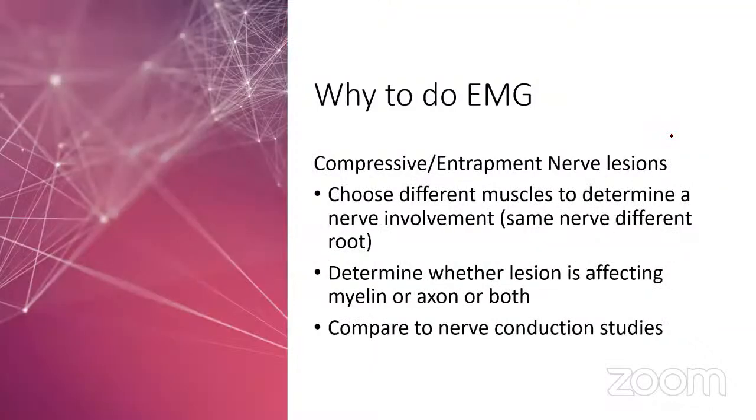As I said, compressive and entrapment nerve lesions can be studied with EMG. Here, you choose different muscles to determine a nerve involvement. Same nerve, but different roots, because nerves are formed by a mix of roots. So you should see the same nerve with different roots and different muscles to determine a nerve involvement. Then determine whether the lesion is affecting the myelin or axon or both.